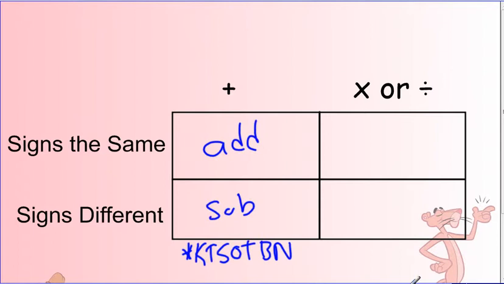If the signs are the same, you add, the signs are different, subtract, and then you keep the sign of the bigger number. The rule for multiplication and division is you're going to multiply or divide like normal. But the signs change whether the answer is a positive or negative. So if the signs are the same, you're always going to get a positive answer. And if the signs are different, you get a negative answer.